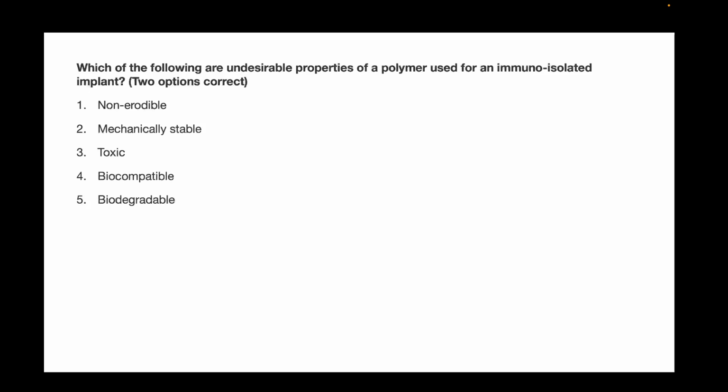Moving on to the next question: which of the following are undesirable properties of a polymer used for an immuno-isolated implant? You have to select two correct options here. Options are non-erodible, mechanically stable, toxic, biocompatible, biodegradable.